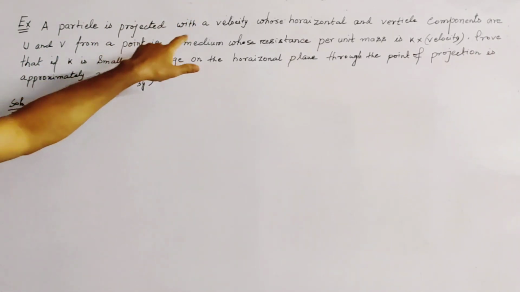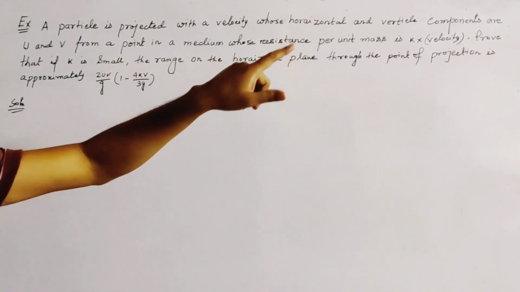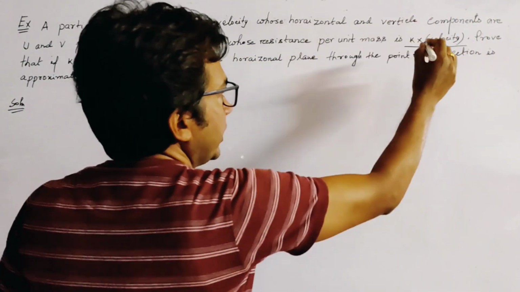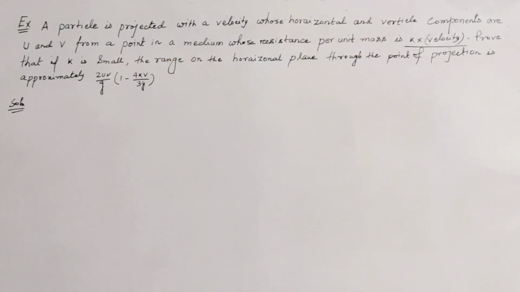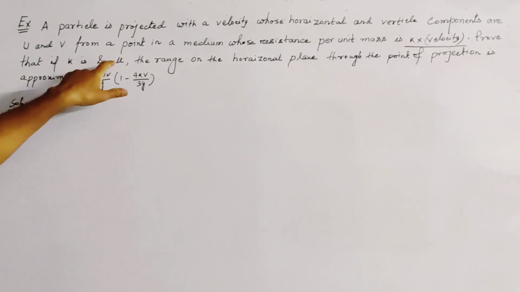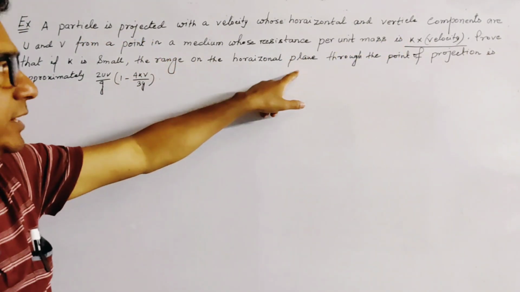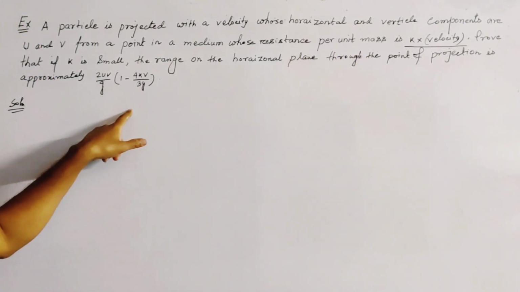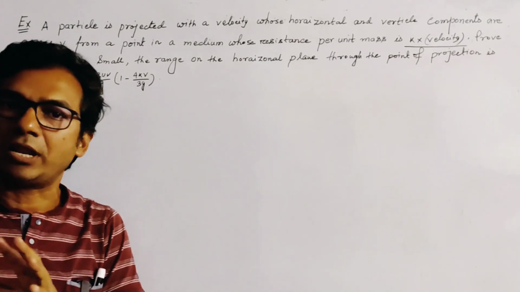From a point, in a medium whose resistance per unit mass is k into velocity. So this is the motion of a projectile in a resisting medium, where resistance is equal to k into velocity, that is mkv. Prove that if k is very small, the range on the horizontal plane through the point of projection is approximately given by this. We have to find the horizontal range, generally denoted by capital R.